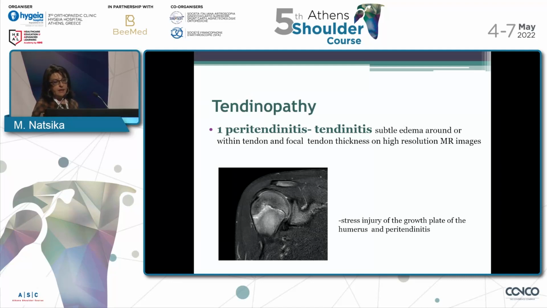Tendinopathy is the early inflammatory process that has the first stage of peritendinitis or tendinitis with subtle edema around or within the tendon, and not very often at the first stages, focal tendon thickening on high resolution MR imaging.